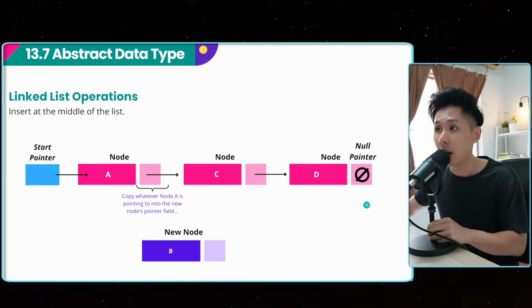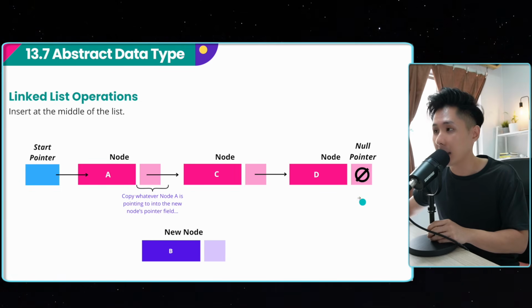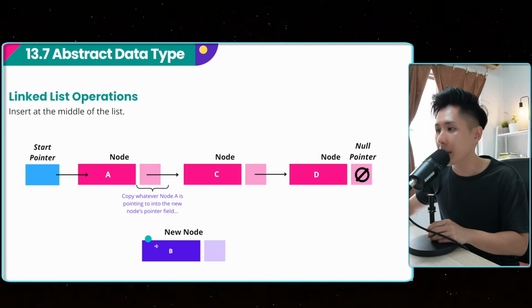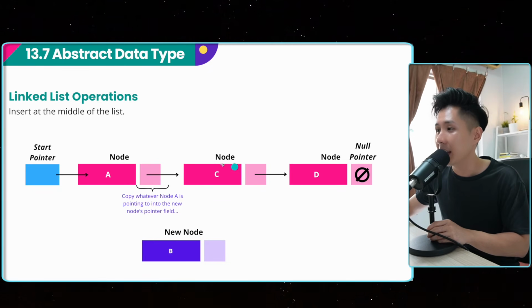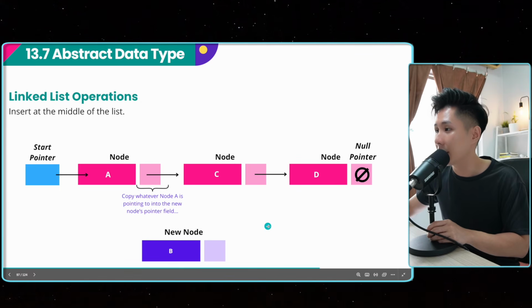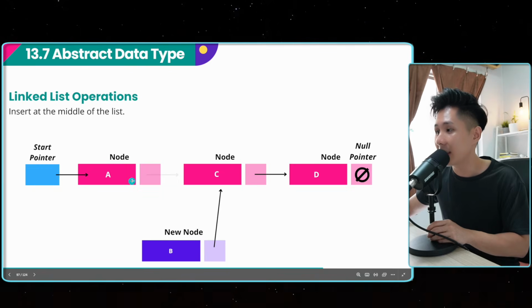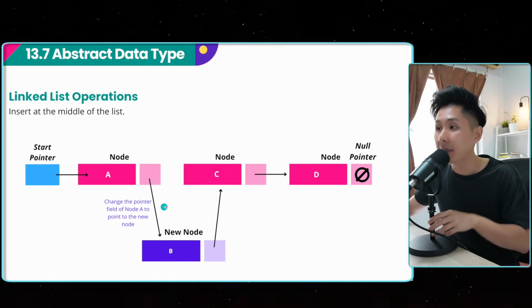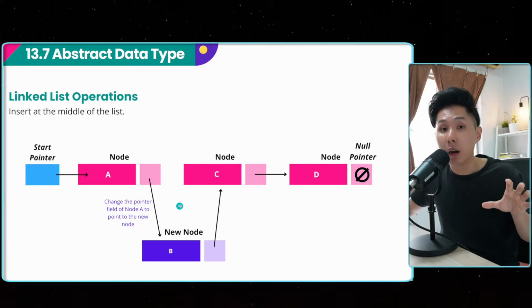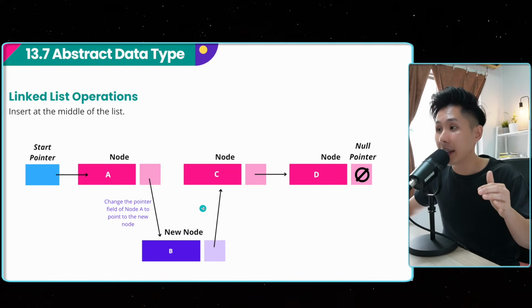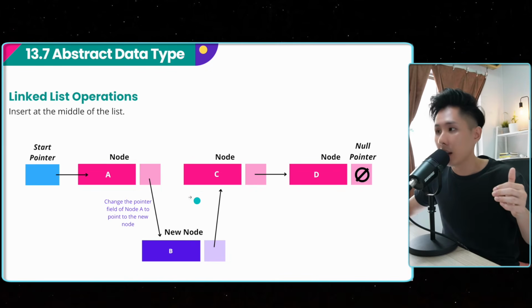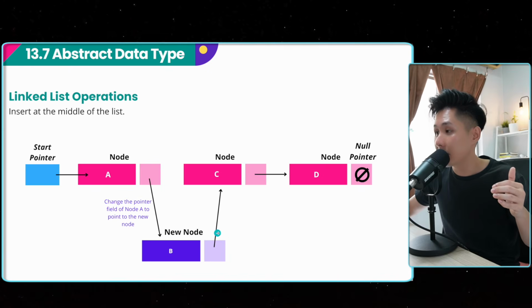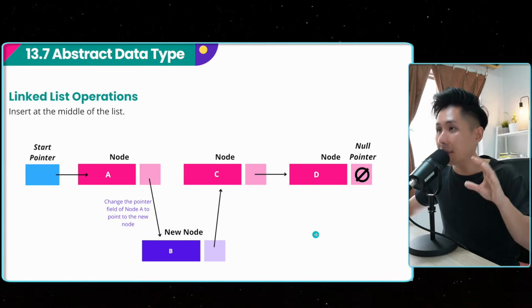I think the most complicated one is to insert in the middle of the list, but it's not that hard. Let's say I want to insert B in between A and C. Now A is pointing at C, so I'll just copy whatever node A is pointing to. I'll let B connect to point to C, and let A connect to the new node. So if you can see, it's very efficient, because every time you insert an item, the only thing you need to do is change the pointer. Change the pointer of this and change the pointer of this, and you have a modified linked list.